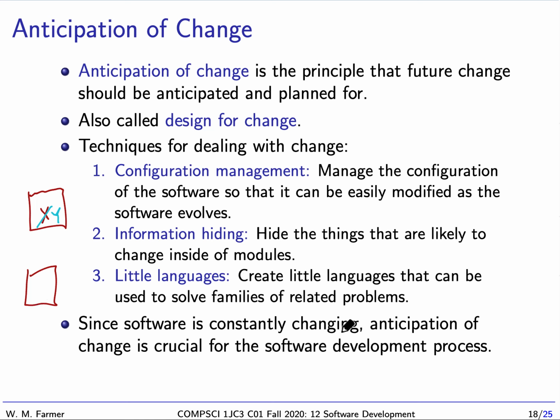The last one, which we've talked about already, is the little languages. So here, we anticipate change by thinking, well, we're trying to solve a problem. This problem may change over time to a different problem. So let's not just solve the initial problem. Let's solve a whole family of problems that are likely to come up in the future. And we'll solve this whole family of problems by building a little language.